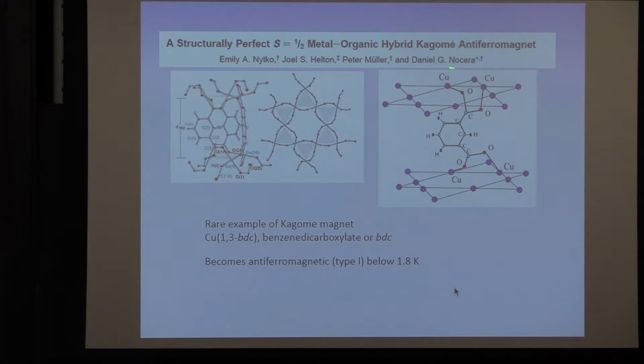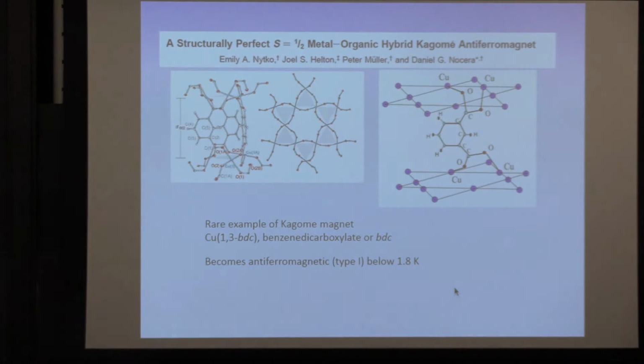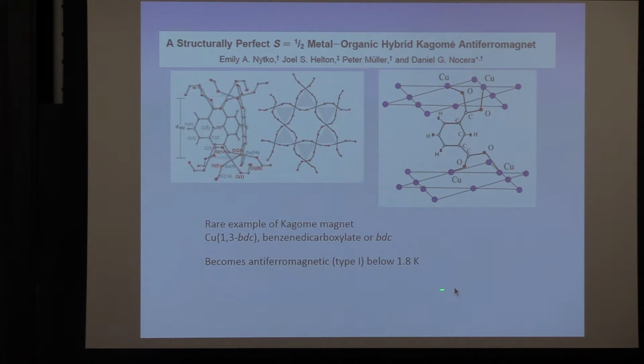This was first discovered by Nocera, who was at the time at MIT. And the exchange mediated by all these carbon bonds provides a c-axis exchange between the layers and provides the exchange that stabilizes the magnetic phase. So it becomes antiferromagnetic at 2 Kelvin. It has this difficult name, and we all just call it the BDC material.